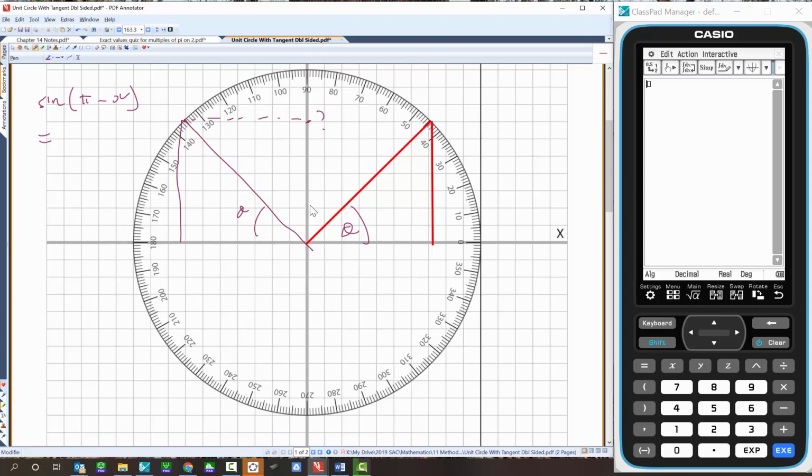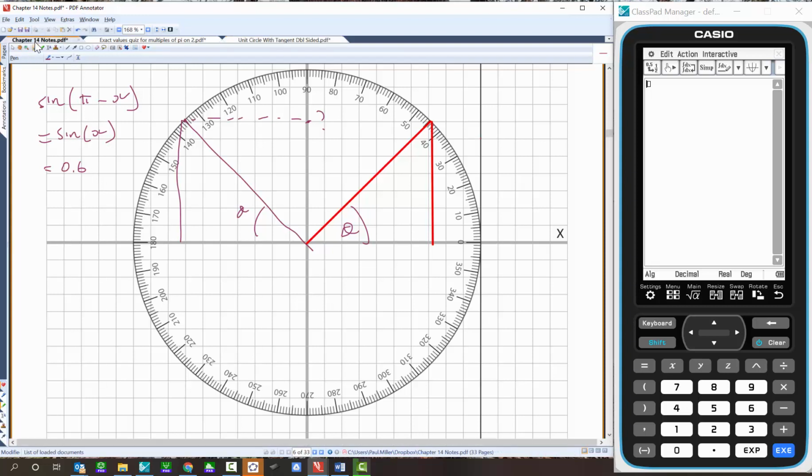And note that it will be exactly the same as the sine of x. So what we know is that this value here that's generated will be exactly the same as the value generated in the first quadrant. And we know that the sine of x is 0.6 already. So we can just say that this answer here is also going to be 0.6.